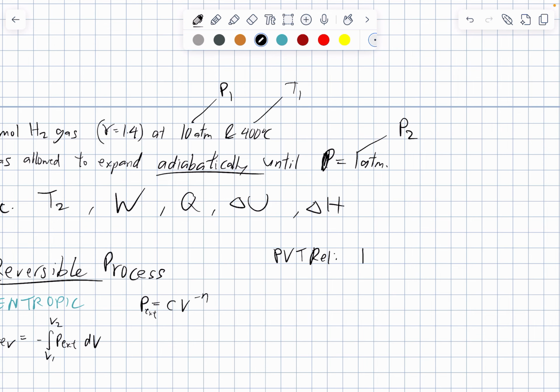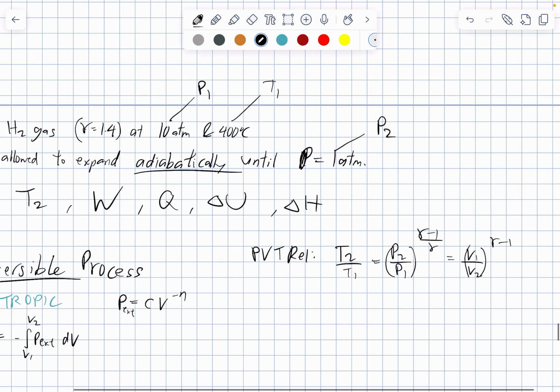Whip it out again. T2 over T1 equals P2 over P1 raised to gamma minus 1 over gamma, equal to V1 over V2 raised to gamma minus 1. We're only going to use P and T, this one, no? So T2 is what we're going to look for. 400 degrees Celsius in Kelvin, so just add 273.15, equal to P2. P2 is 1 atmosphere, 101,325.